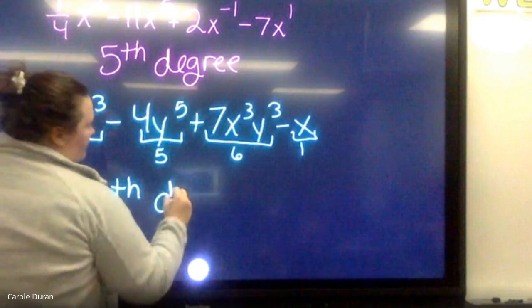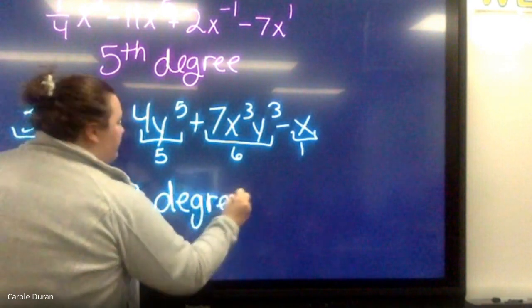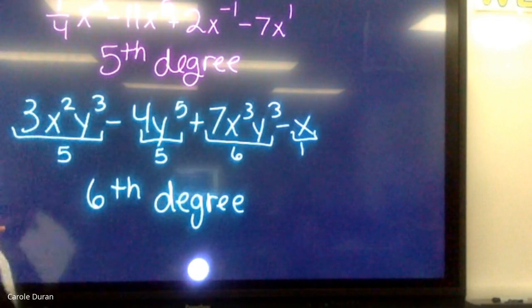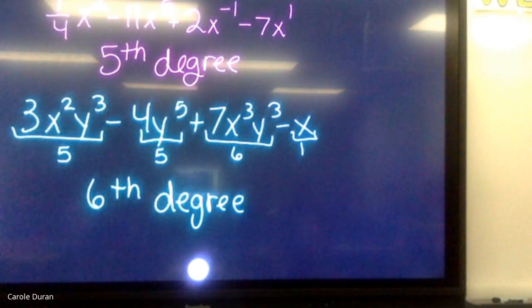I thought you meant the times the whole. Nope. Each term individually. We just check it out and find which one is the largest. 6th degree, same thing. Does that kind of make sense? Yes. So if we have more than one variable connected by multiplication, we have to add their exponents together.